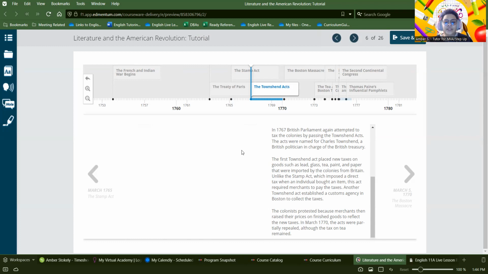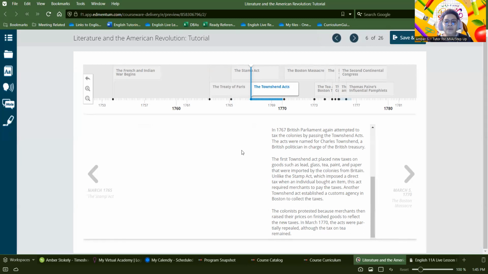Also, what this did was establish a customs agency to collect the taxes. So they built a new office and hired new British people to go around making sure that they collected the taxes from anyone who was selling these kinds of goods. The colonists protested a lot because they didn't like that. And pretty much the merchants raised the prices on things anyway to reflect the new taxes. So everyone was upset. It didn't work out the way they wanted it to.